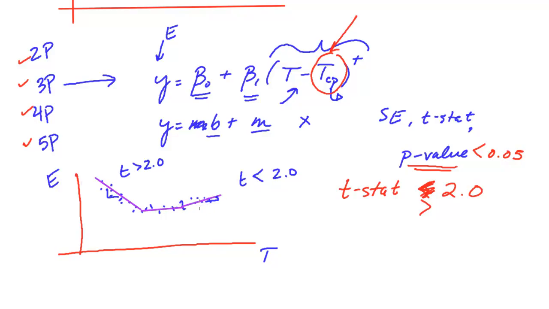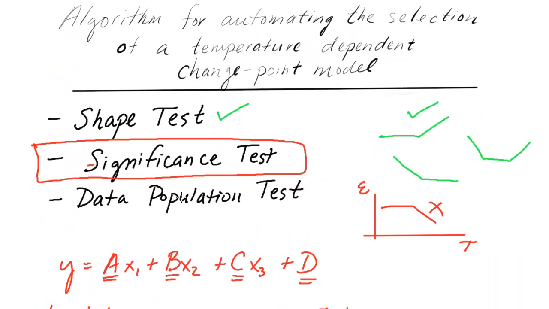And in that case, what we'll want to do is let's not use the 5-parameter model where we have a slope here and a slope here. Let's actually go back to 3 parameters. So if I would draw that, you'd essentially still have this slope section, but now you would have a flat part here. And so you have a simpler model, a model that isn't just there to fit the little bit of noise in the data. And so that's the second test of the algorithm, the significance test.